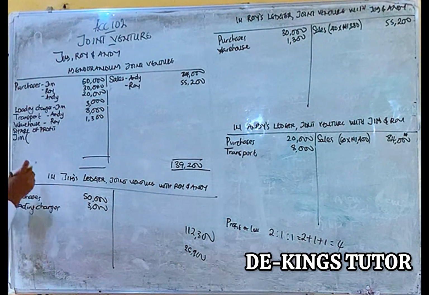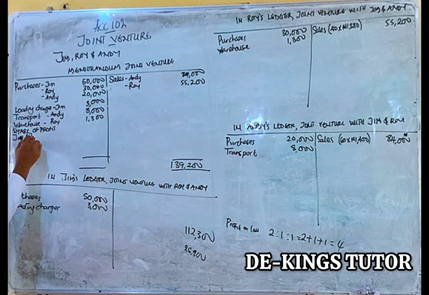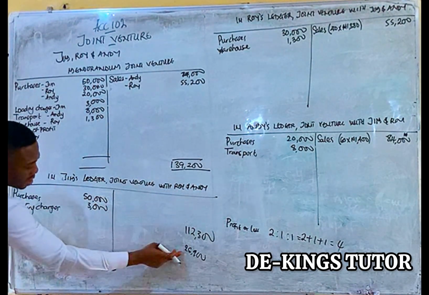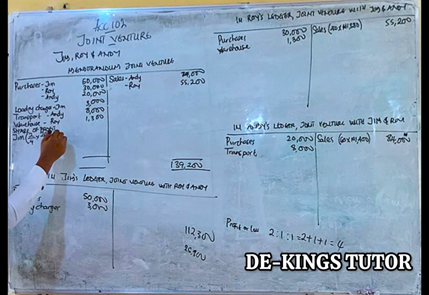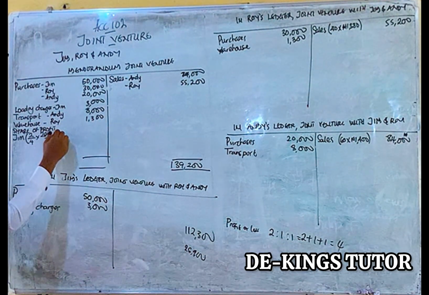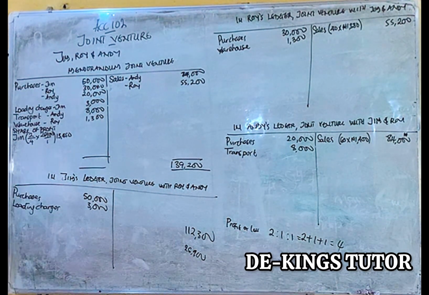Right? So for Jim, the ratio is 2 over the total, which is 4, times 26,900. So what do we have? 13,450, right? So that's for Jim.